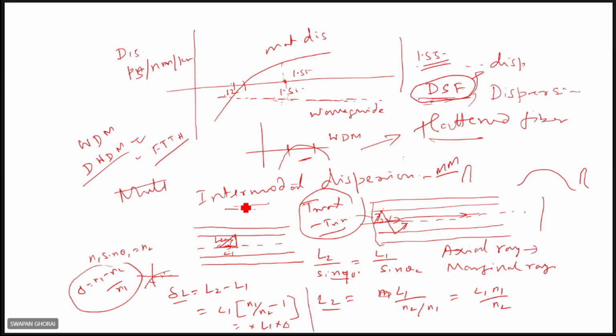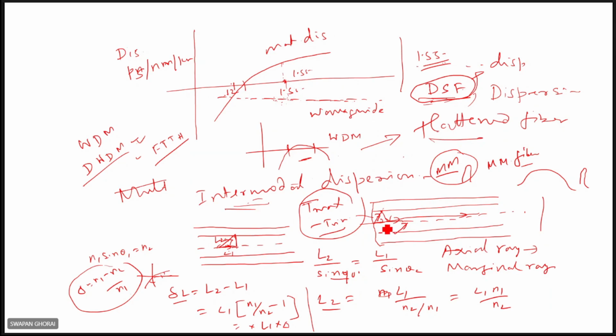So next is the intermodal dispersion. That is in case of fiber, multimode fiber. Here there is no need of the wave concept or group velocity. Simply, if you consider the geometry, you can calculate the time difference or the pulse broadening.